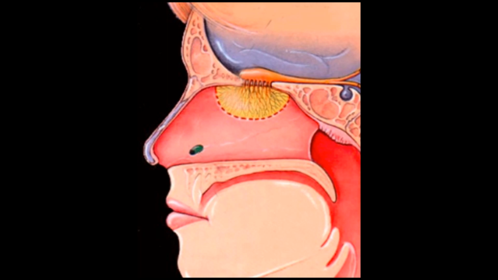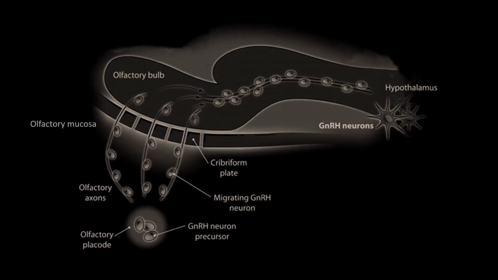I have reintroduced here the figure of the nose to call your attention to the olfactory bulb and surrounding area, which you can see further illustrated here. In this figure you can see represented the olfactory mucosa under the cribriform plate, the olfactory bulb, and the hypothalamus. I will use this figure to illustrate the origin of the gonadotropin releasing hormone neurons.